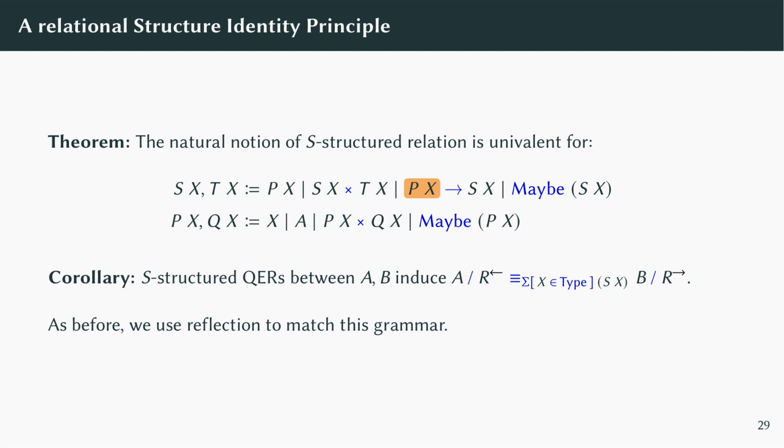Then, our relational form of the structure identity principle says that the natural notion of S-structured relation is univalent for the signatures built up from this grammar. This is very similar to the previous grammar, except that we have a positivity restriction on the structures that can appear on the left-hand side of an arrow, captured by the second production rule of the grammar on this slide. Combining the results of the previous few slides, we get that S-structured quasi-equivalence relations between A and B induce equalities of the quotients of A and B, viewed as S-structured types. As before, we use reflection to match structures against this grammar, and in the paper we show how to apply this result to the case of finite multisets.